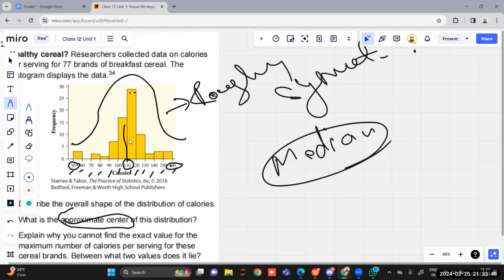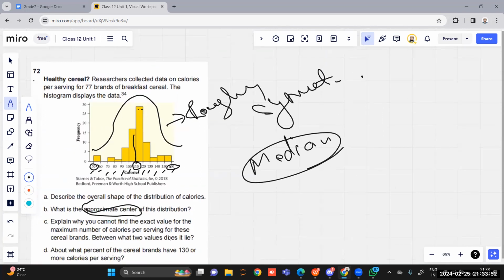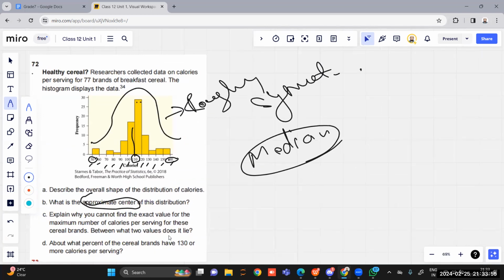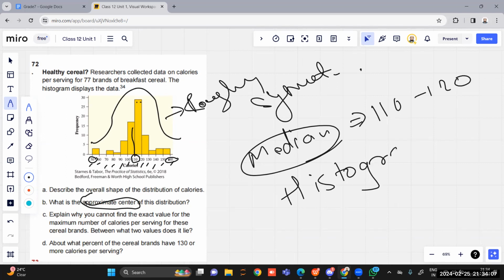Next, explain why you cannot find the exact value for the maximum number of calories per serving for these cereal brands. Between what two values does it lie? Okay, see, this is a histogram. So your median lies between 110 and 120. Histogram has intervals. We have seen that for plotting histograms, we need to take out the intervals.